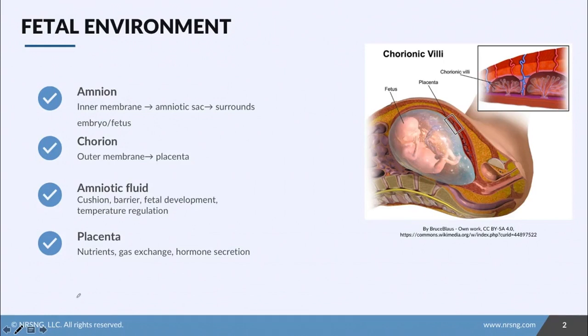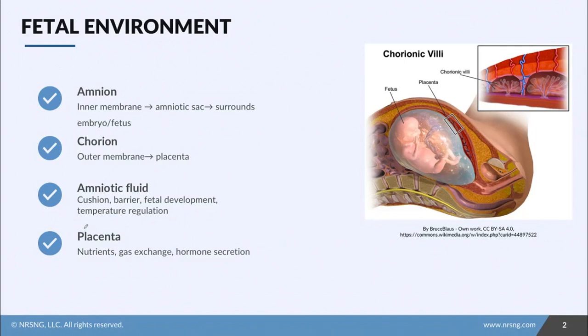In this lesson, I'm going to explain the effects of the environment on the fetus and your role in helping to create a safe environment. The fetal environment is crucial for fetal development. The environment is composed of the amnion, the chorion, amniotic fluid, and placenta.